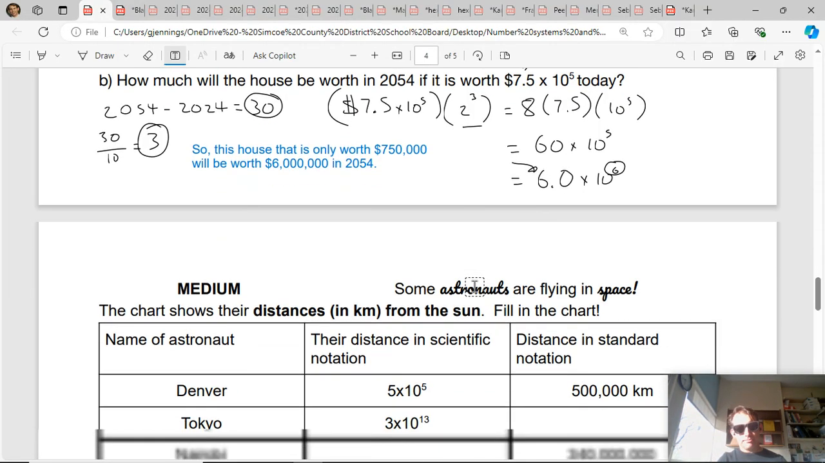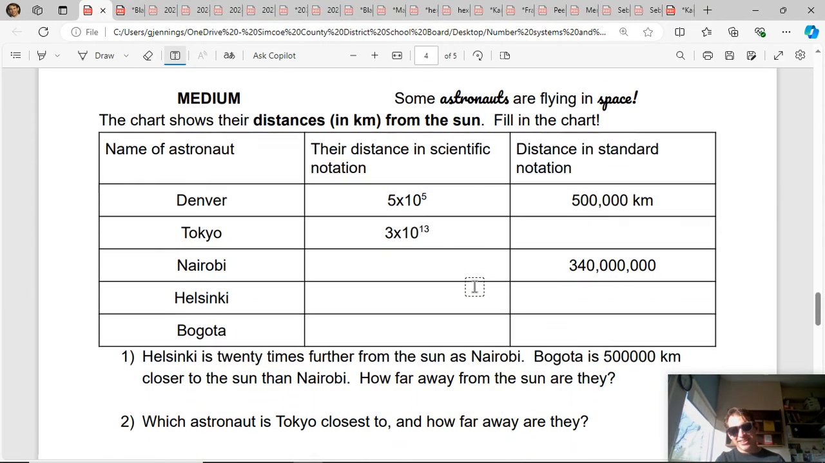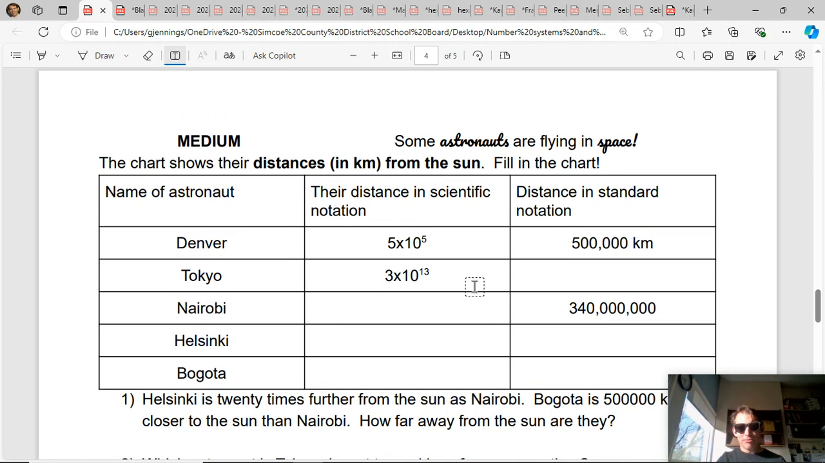All right, let's go. Okay. All right. Some astronauts are flying in space. That sounds cool. Mr. Jennings, thank you for making an effort to make this cool. Oh, no problem. All right, so fill in the chart. Oh, Mr. Jennings, that's not cool. No, don't worry. I'm sorry. All right, whatever. I'm not that sorry.